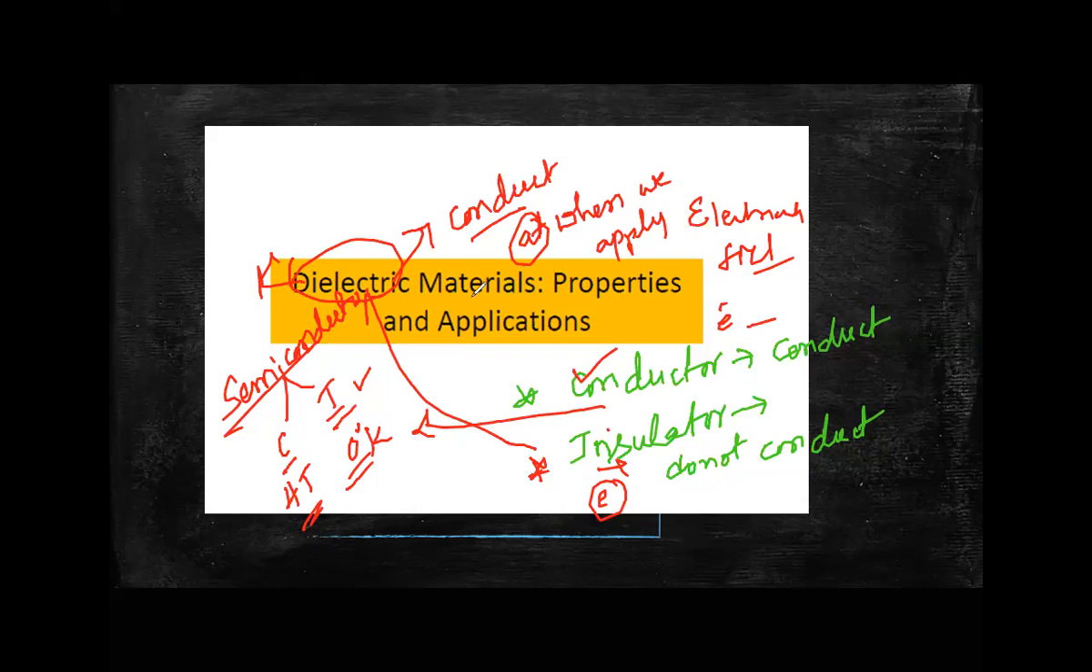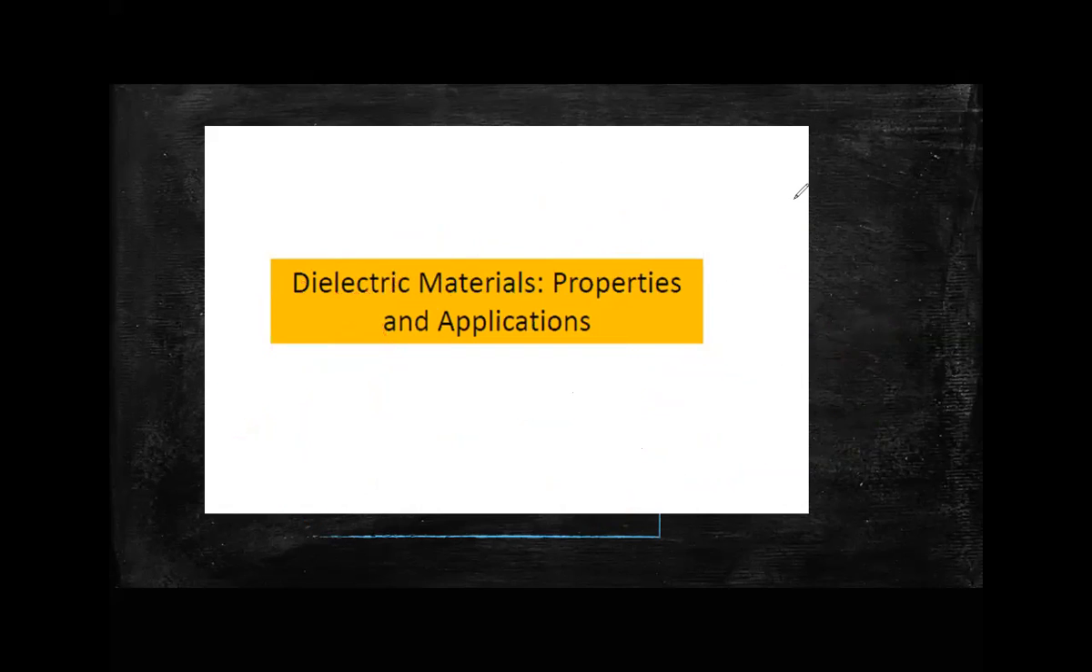Such types of materials are called dielectric materials. Now is it clear? Everybody understood? Yes, sir. So now everybody understood this definition of dielectric material. They conduct only when the electric field is present. Otherwise, they are insulators and don't conduct. So that is the introduction.